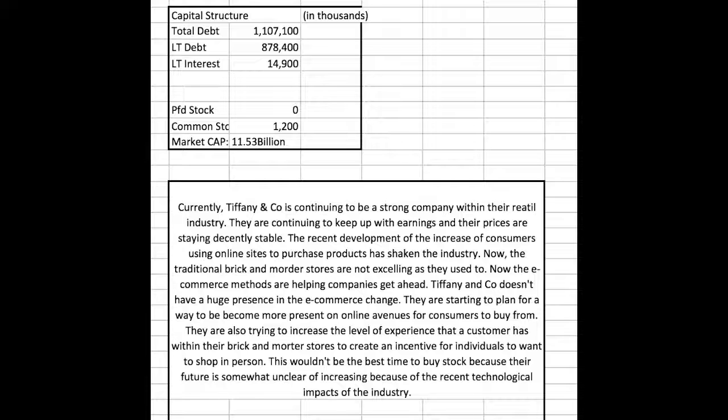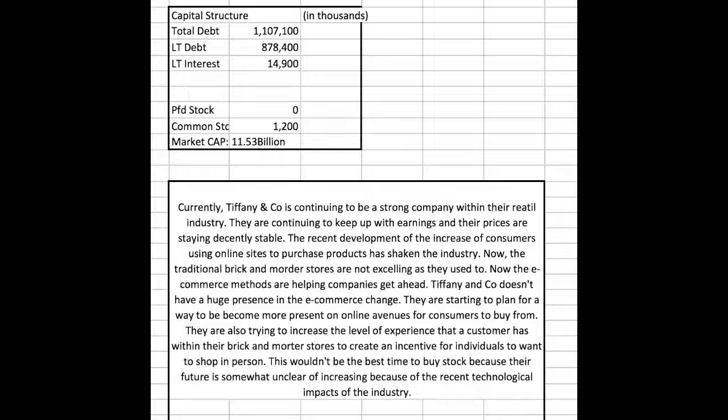These are the last two sections of the Value Line page. The first gives insight into the structure of Tiffany, which means how much debt and interest in the long term that they have. These numbers could have big implications in the future.